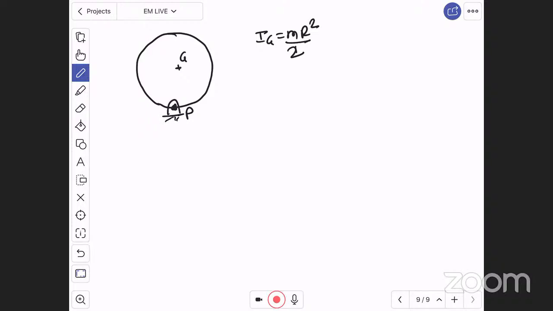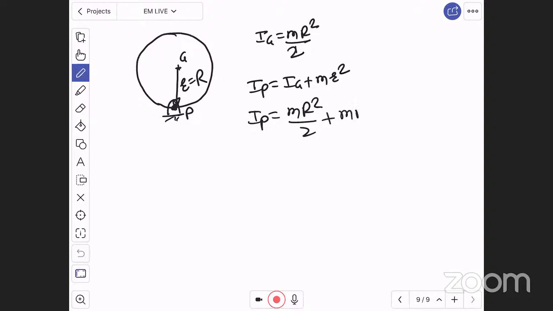Now about this point P, the distance between G and P is R, which is nothing but the radius of the disk. Therefore, I about P is nothing but Ig plus mr square, which is IP equal to mr square by 2 plus mr square, where small r is equal to capital R, the radius of the disk, right?